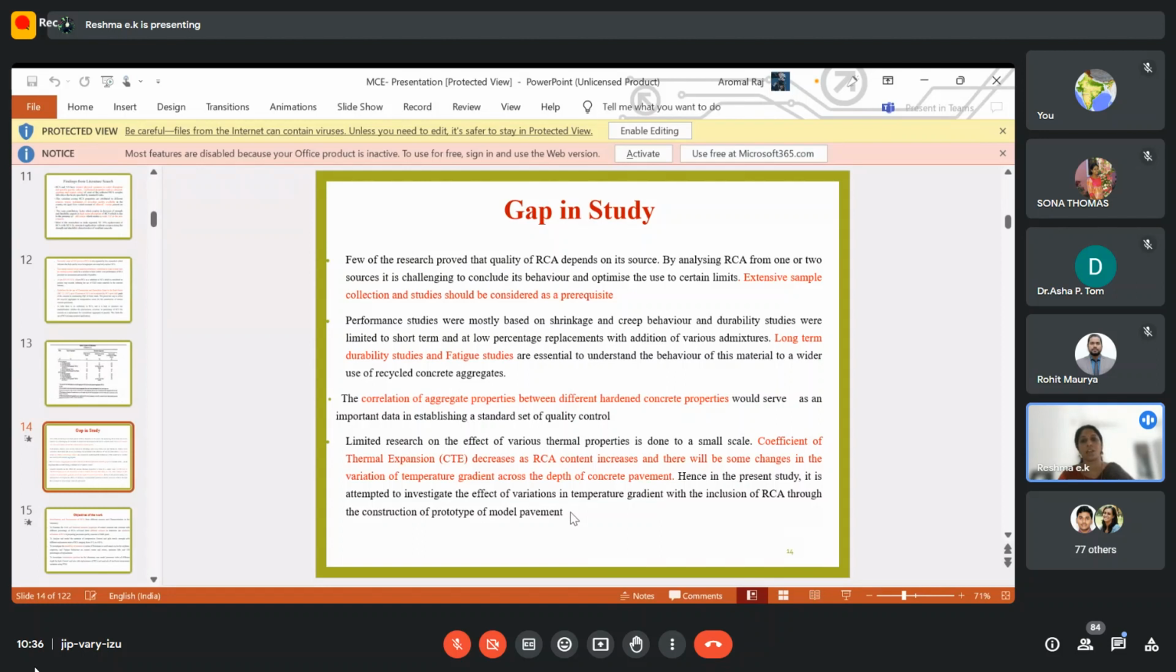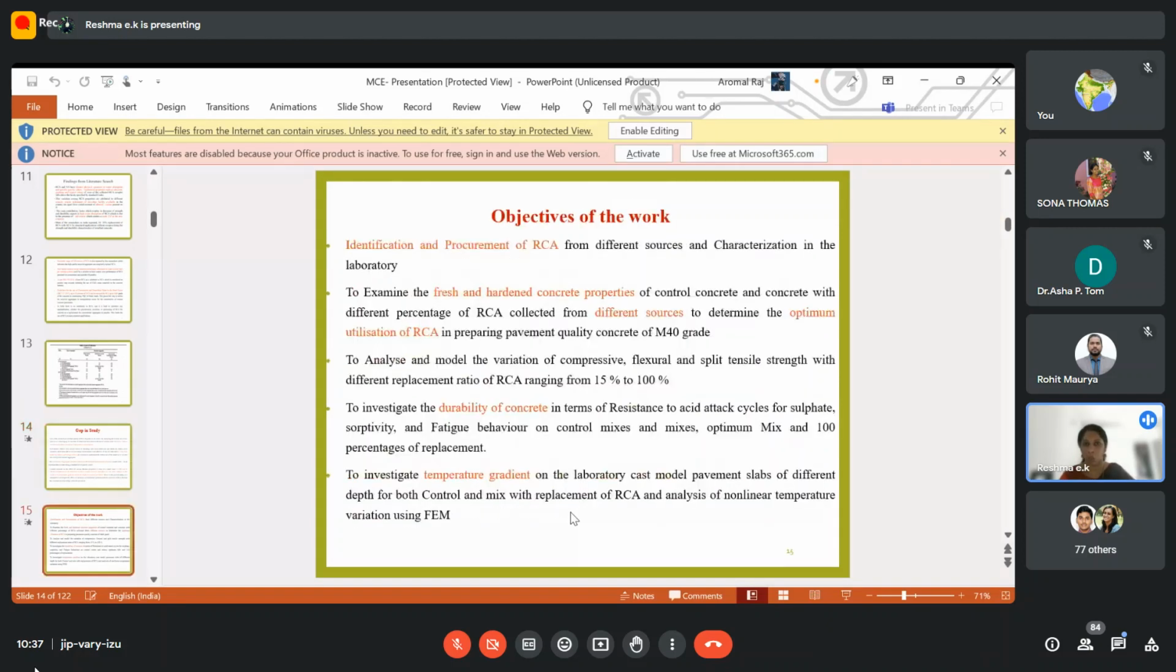In IRC 58 itself, when you design a cement concrete pavement, we have to concentrate on thermal stresses as well as load stresses. So this has some importance with respect to recycled concrete aggregates also.